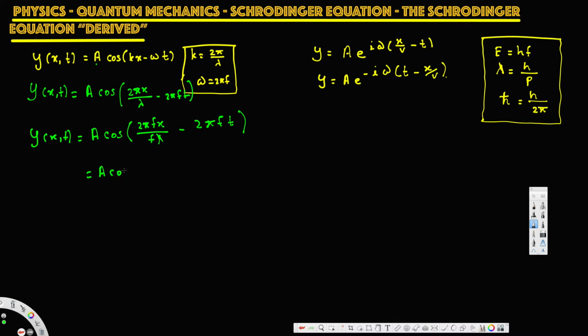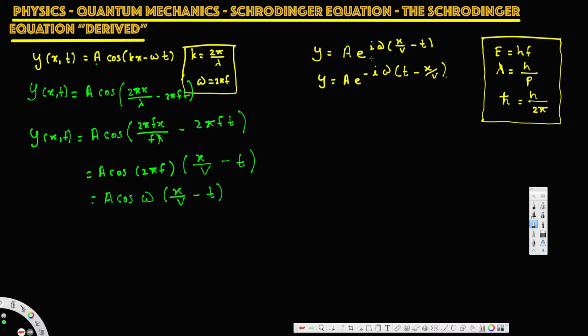Right, here we can take 2πf outside. So a cos 2πf. If we take 2πf, this is going to be x over f lambda, and here you can see v is equal to f lambda. So we can replace this f lambda with v, minus, 2πf we already took outside, so this is going to be just t, and 2πf is equal to omega, right? Omega is equal to 2πf. So we can replace this 2πf with omega. So this is going to be a cos omega (x over v minus t).